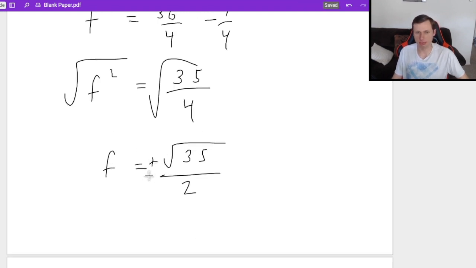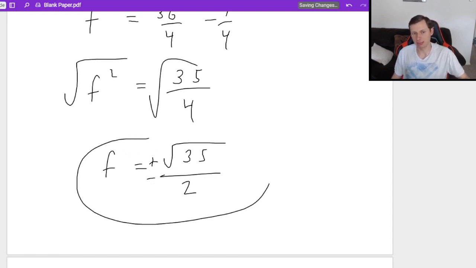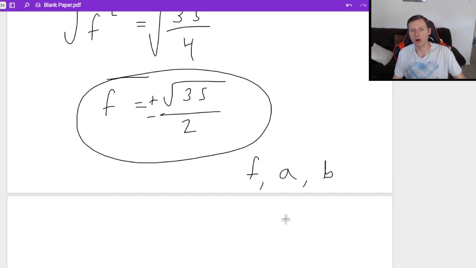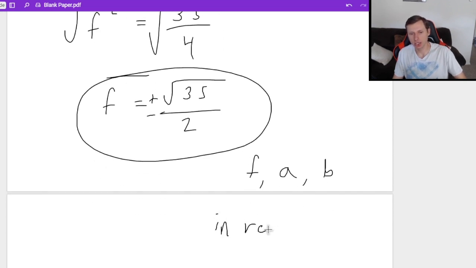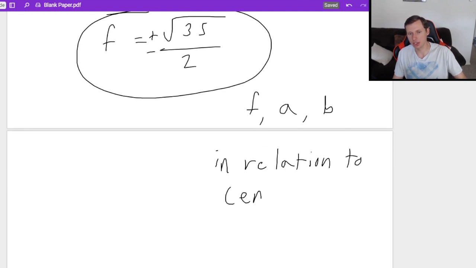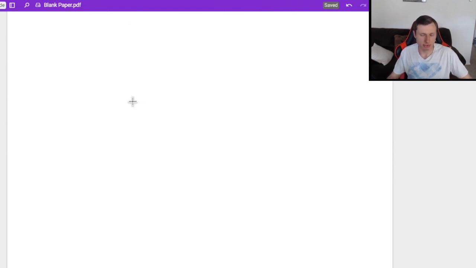Actually, it's plus or minus, because remember, there's 2 foci in any ellipse. And there we go. By the way, the foci and the semi-major and minor axis, in other words, f, a, and b, are all in relation to the center, which is important to remember if my center is ever not 0, 0. And we'll worry about that in a later problem. Okay, so that's it for the first one.